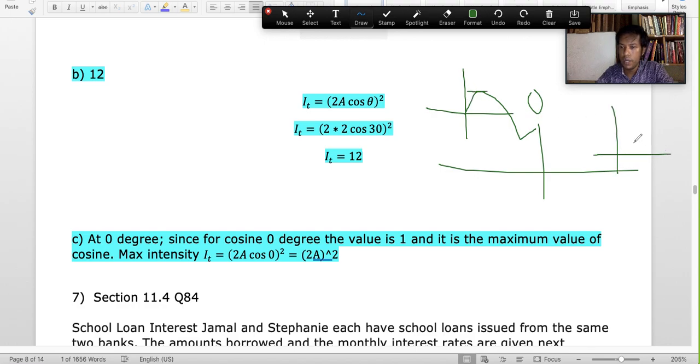But for cosine, our maximum value is already at 0 degree, because the cosine graph starts from here. So it is already at maximum. That means when theta equals 0 degree, we get the maximum. For 0 degree, cos 0 equals 1. That's why you just have 2a whole square. So 2a whole square will be the maximum intensity, and the a value will come from whatever is given in the question. So the answer here is 0 degree, because cos theta's maximum value is already at 0.